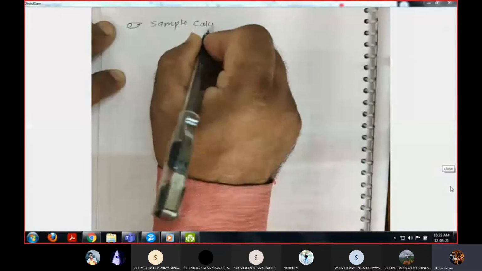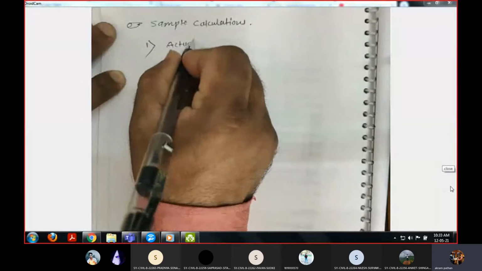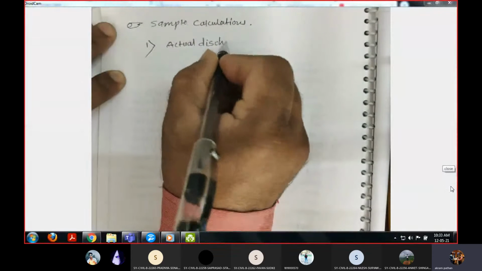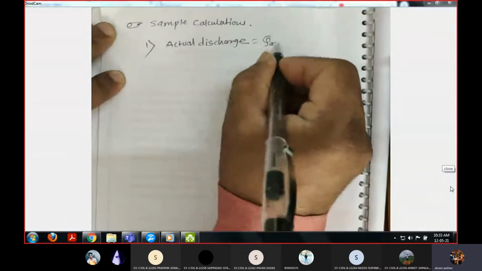The next one is sample calculation. I request all the students, please be ready with your calculator, so you can do the sample calculation simultaneously. Okay, so we have the sample calculations. The first sample calculation, we have to measure actual discharge, that is Q actual.